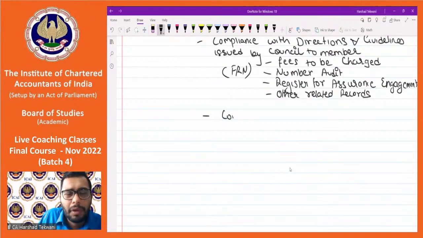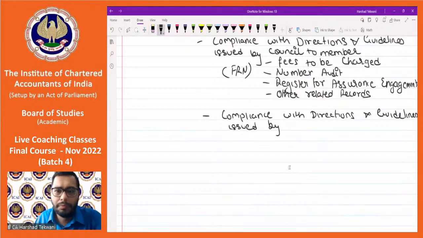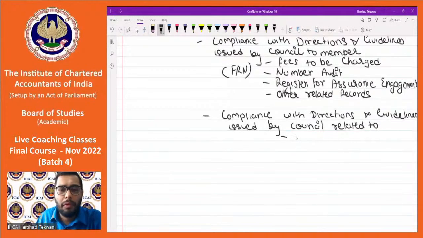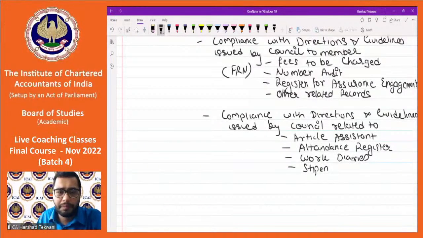So, same, compliance with directions and guidelines issued by the Council related to article assistants, then attendance register, then work diaries, stipend payment, and other related things.